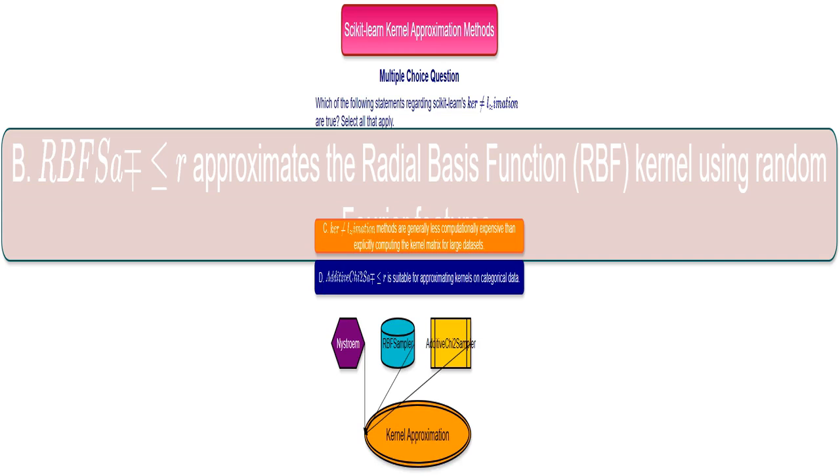Statement B is about RBF sampler. This method specifically focuses on approximating a commonly used kernel, the radial basis function, RBF, kernel, using a clever mathematical trick called random Fourier features. This leads to faster calculations.